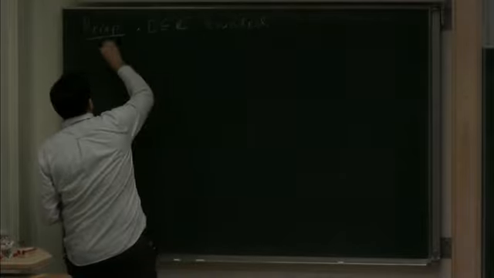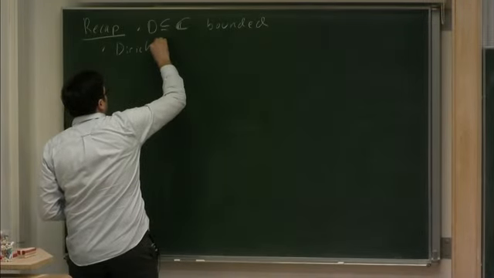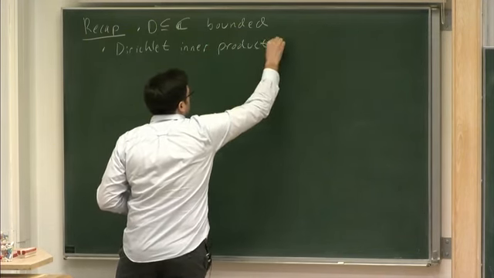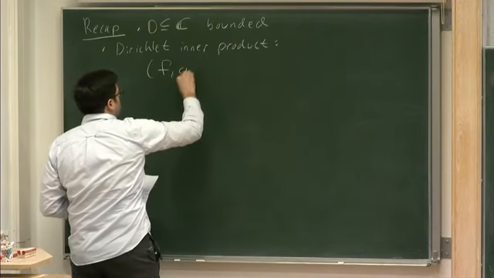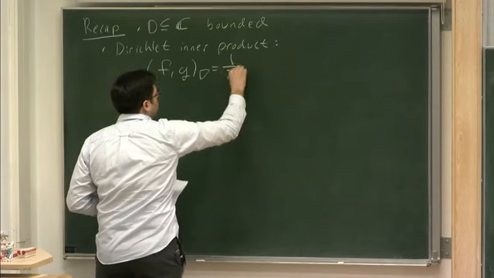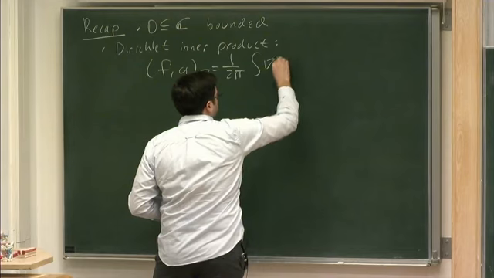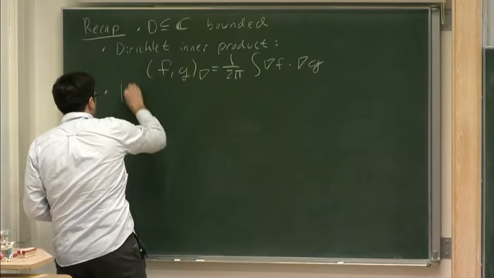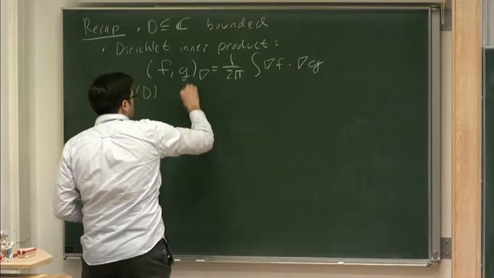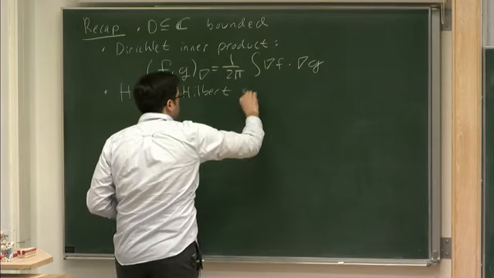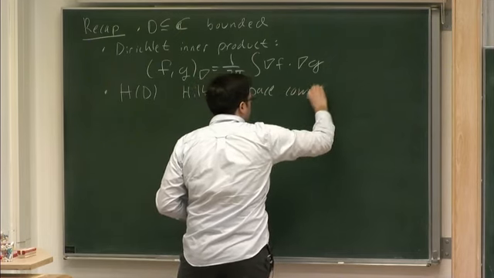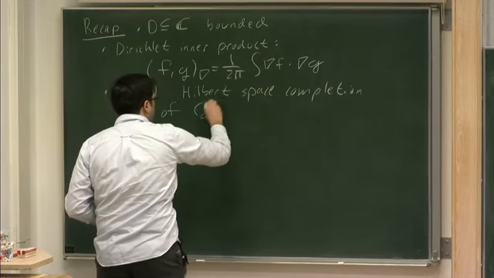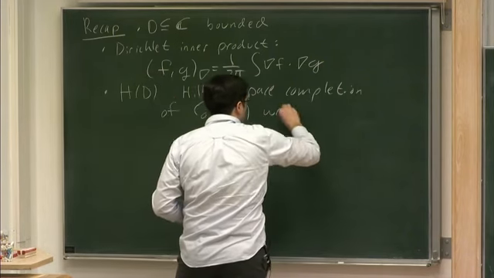And we had the Dirichlet inner product. This is given by, for functions f and g, 1 over 2 pi times the integral of the dot product of the gradients of your two functions. And then we had this very important Hilbert space H of D. This is the Hilbert space completion of the compactly supported C infinity functions in D with respect to this inner product.